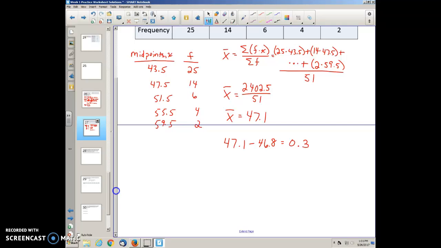Now let's think, what fraction of the actual mean is that? Or what percentage? So we can do 0.3 divided by 46.8 to get a decimal, multiply that by 100 to get a percentage. We get 0.64%. So the difference between the computed mean and the actual mean is less than 5% of the actual mean. If it was more than 5%, we would say that there is a significant difference. When it's less than 5%, we say the difference is not significant.